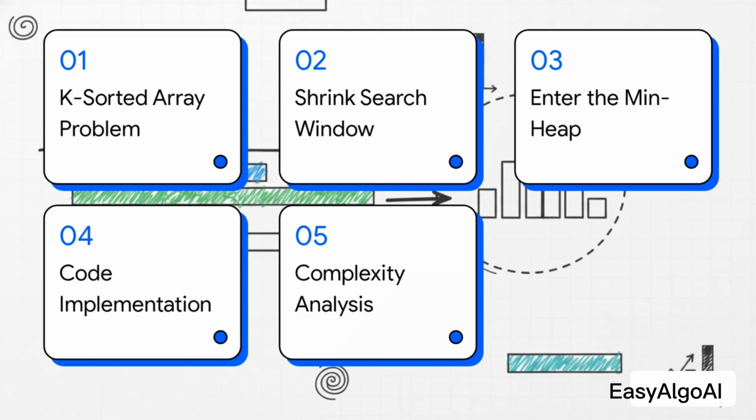any interviewer. Here's our roadmap for today. We'll look at the k-sorted array problem, shrinking the search window, entering the min heap, Python code implementation, and finally, space and time complexity. Let's jump in.